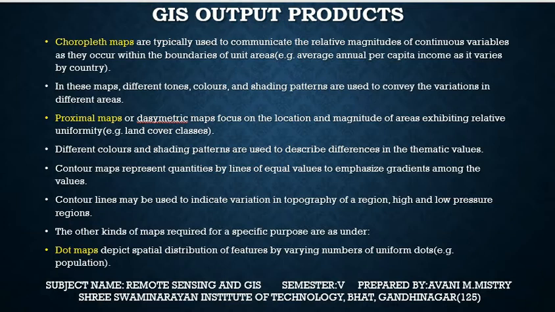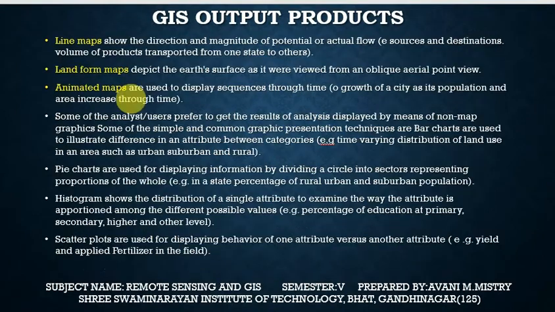Dot maps depict the spatial distribution of features by varying numbers of uniform dots, for example population. Then line maps show the direction and magnitude of potential or actual flow, that is sources and destinations, the volume of products transported from one place to another. Okay. Then landform maps depict the Earth's surface as it would be viewed from an oblique aerial point of view. Okay. Then animated maps.